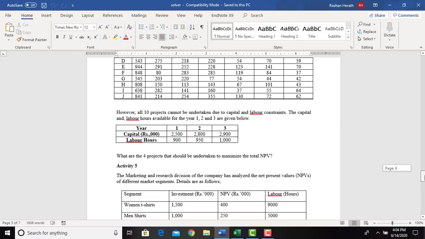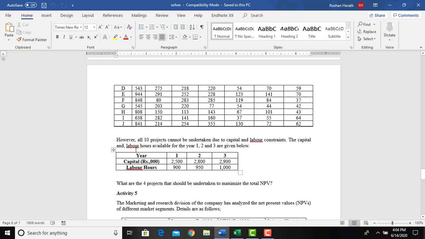So if you continue reading then it says that however, all 10 projects cannot be undertaken due to capital and labor constraint.